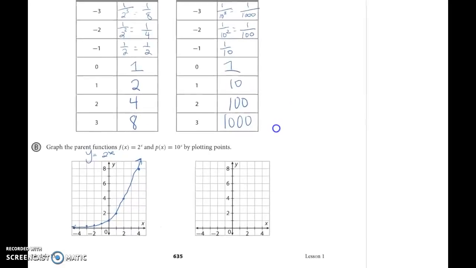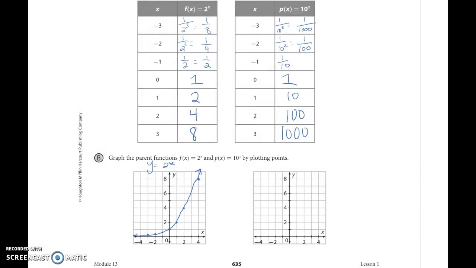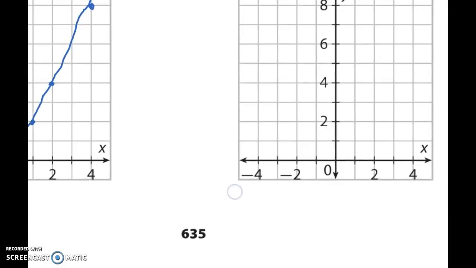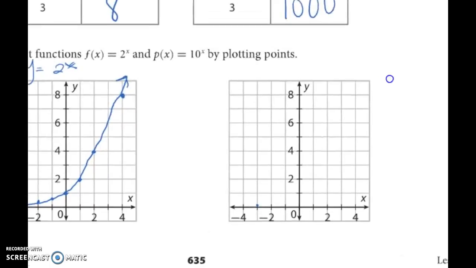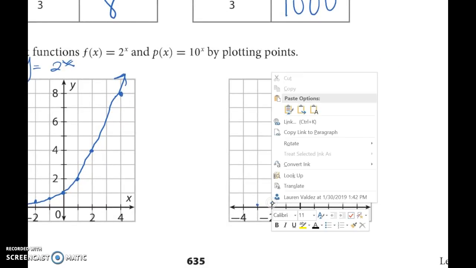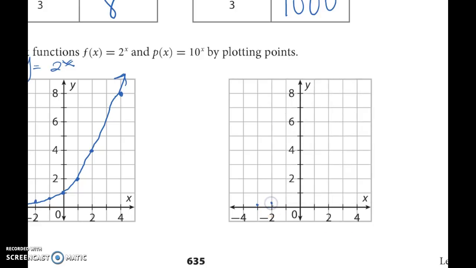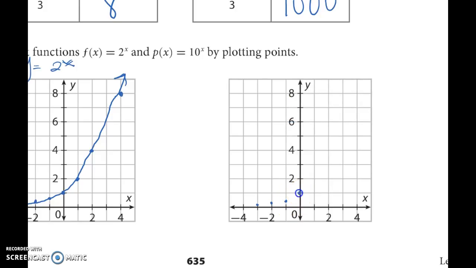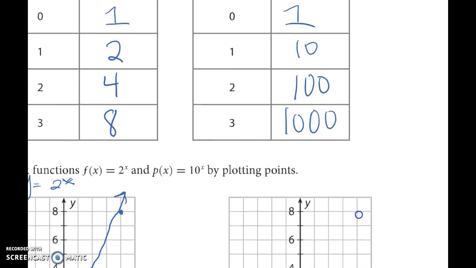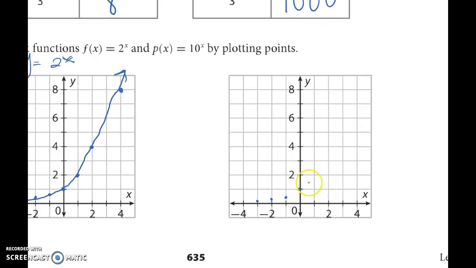So if we look at this t-chart for 10 to the x, let's do -3 and 1/1000th. Oh, that's going to be a hard one to graph. Let's see. -3 and 1/1000th. And let's see, -2 was 1/100th. Again, not very accurate, but I know that it needs to be slightly above 1/1000th. And then 1/10 for -1. And at 0 we had 1. What was 1? At 1 we were at 10, so at 1 I should be up here somewhere.